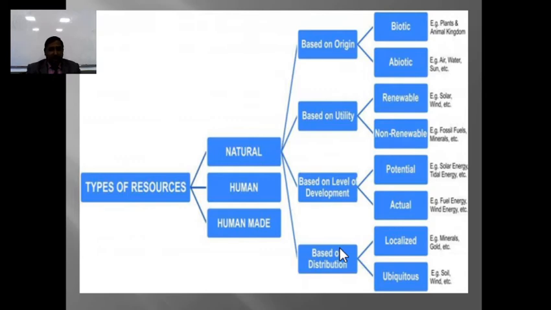Another classification based on the level of development is actual resources. Actual means presently which we are using. Those resources are known as actual resources, whose quantity and quality are known to us. We have done the survey. We know how much quantity of these resources is available for us. Like fuel energy, wind energy, and many more.